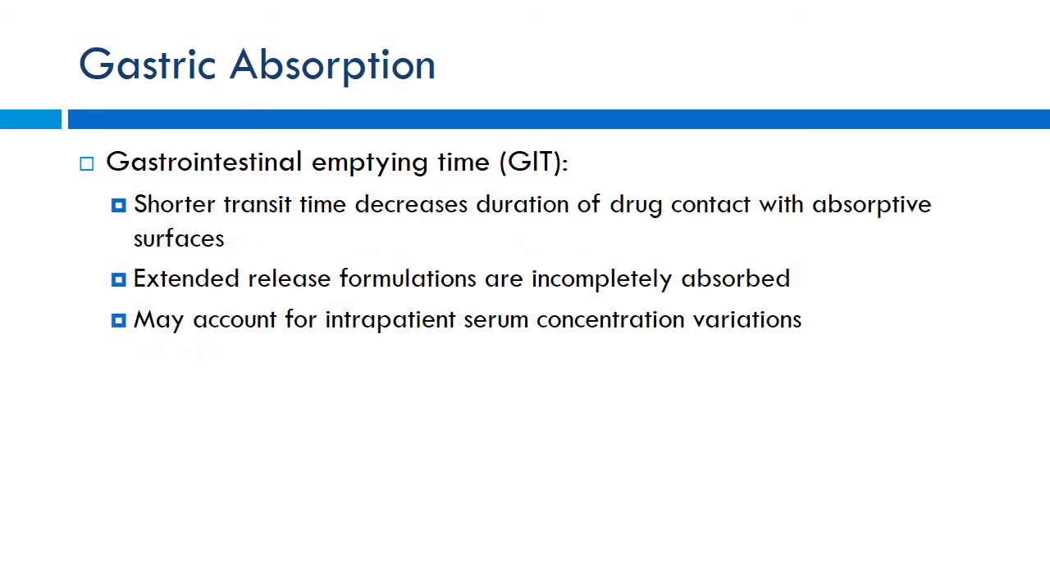So what you'll find is a shorter transit time. So again, if you were to have increased GIT, you're going to end up finding decreased duration of drug contact with, say, the small intestine. So it's not going to be absorbed as well. And so if you were to give them an extended release formulation, you may find you have incomplete absorption that occurs there. And so this can account for inter-patient variability as far as what kind of serum concentrations you would get, even though you may have given them the same amount of drug based on their weight.